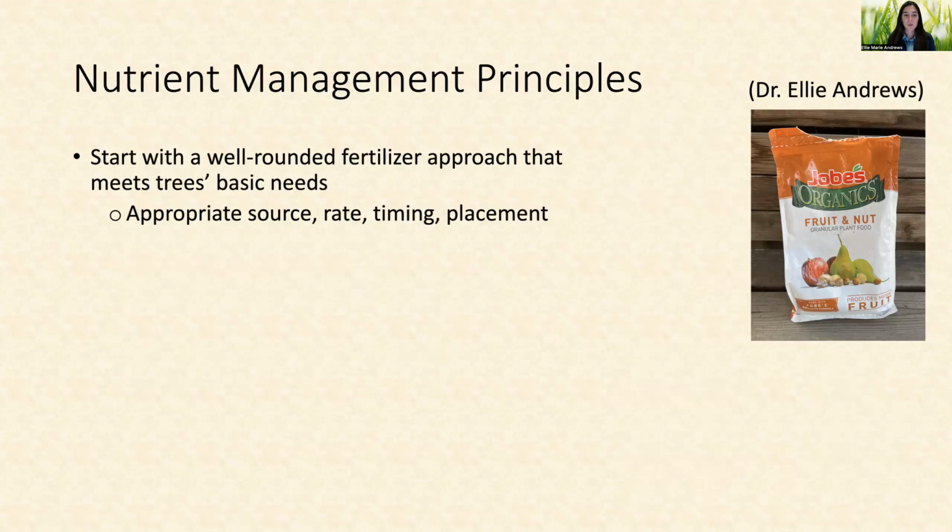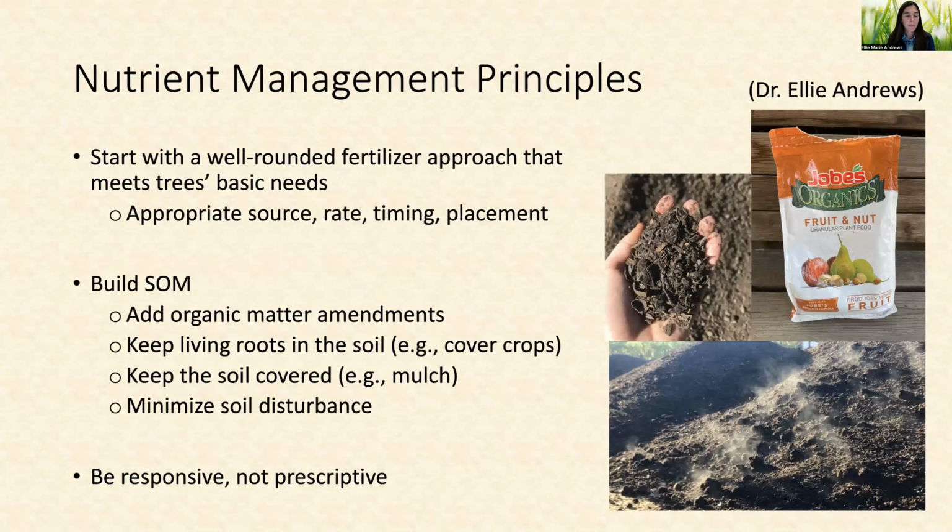So that means the right source, rate, timing, and placement. You can always check the label if you need to. But we also want to build soil organic matter. So that means adding organic matter amendments like compost, keeping living roots in the soil like cover crops, keeping the soil covered as much as possible. Mulch is great for that, and minimizing soil disturbance.